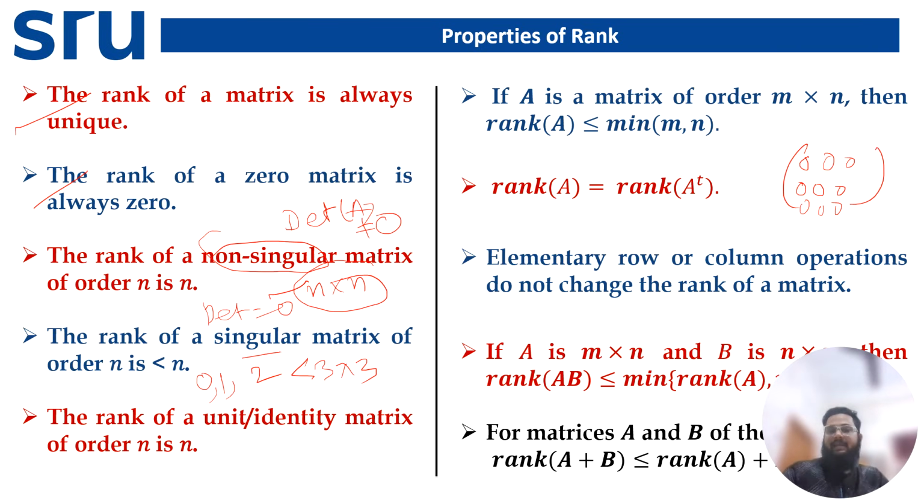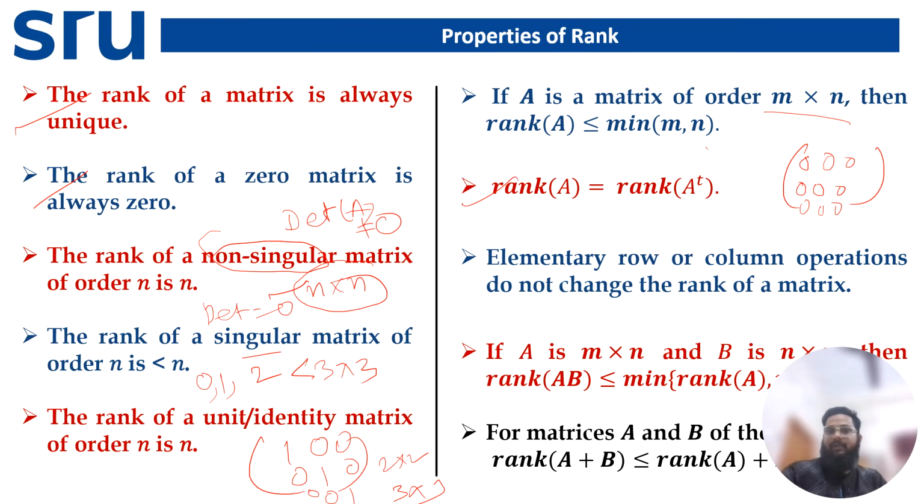Similarly, the rank of an identity or unity matrix. You know what an identity is? 1 0 0 1, only the diagonal elements are 1, all others are 0. This kind of matrix is called an identity matrix. So the rank of this kind of matrix is full. Suppose it is a 2 by 2 identity, the rank will be 2. If it is a 3 by 3 identity matrix, it will be rank 3, right? And I have already discussed this: if its order is m cross n, the maximum rank can be the minimum value of m comma n.